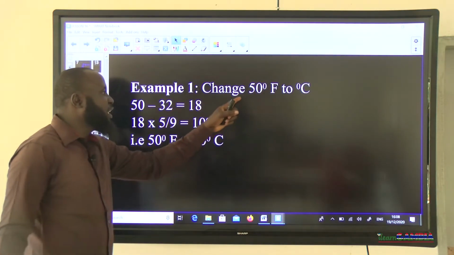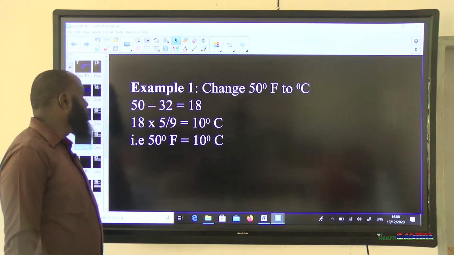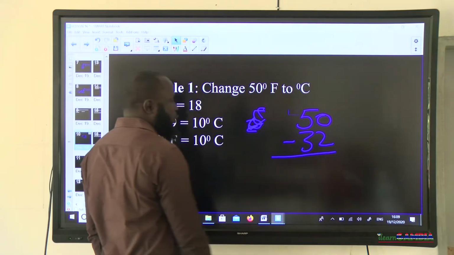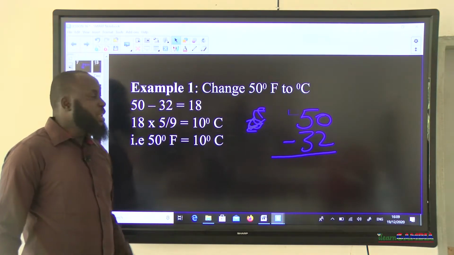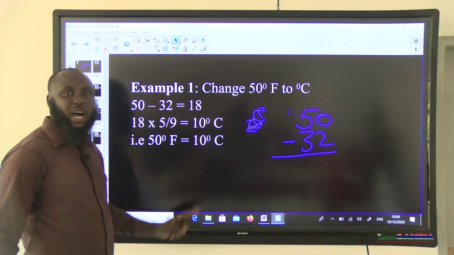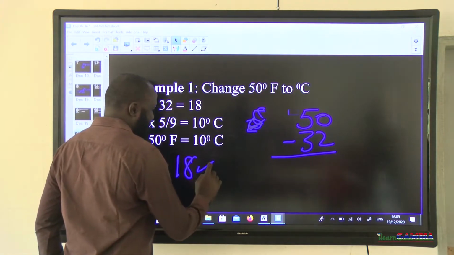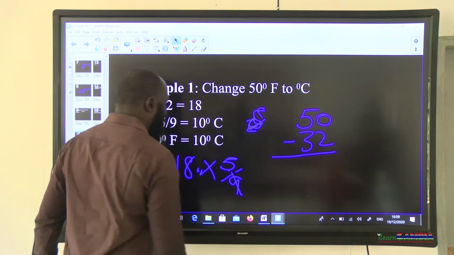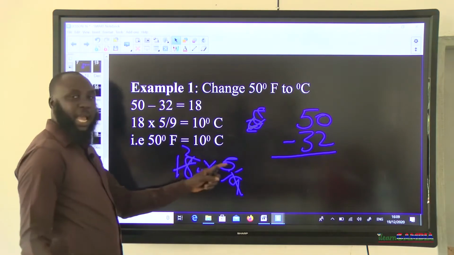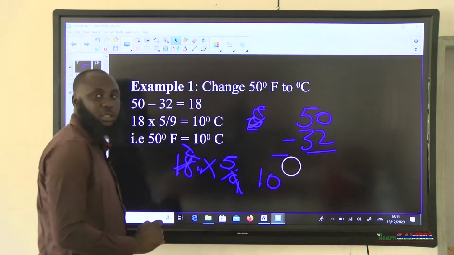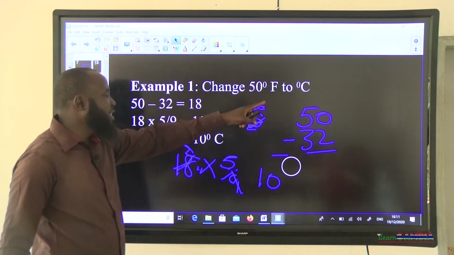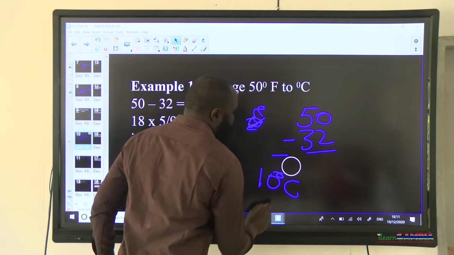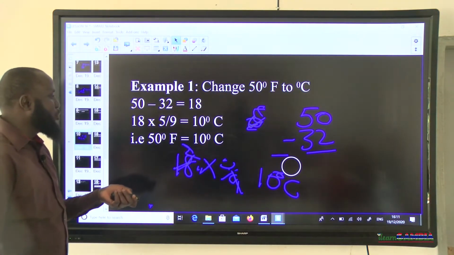Let's look at an example. Example 1. Change 50 degrees Fahrenheit to centigrade or Celsius. That is, we're going to say 50 minus 32, which will give us 18. Now this 18, we will say 18 times 5/9. 9 into itself, that will be 1, into 18 2 times. 2 times 5, that gives us 10. Is that clear? Now it means 50 degrees Fahrenheit, when you convert it to centigrade, will give you 10 degrees centigrade. And that is our answer. Now let's look at other examples.